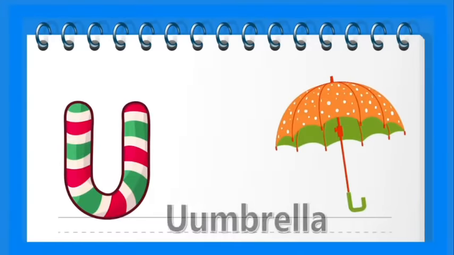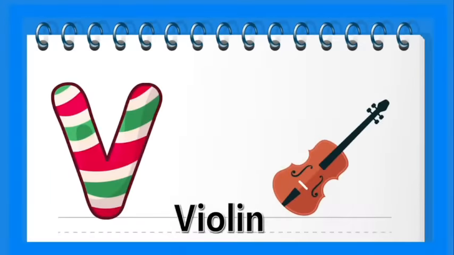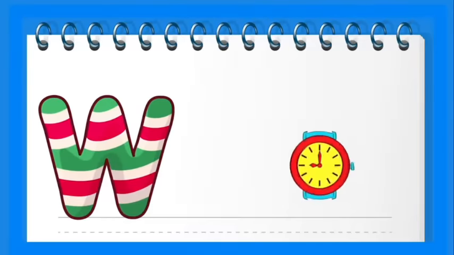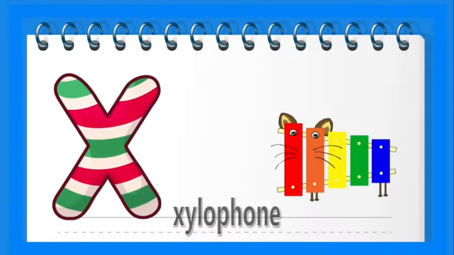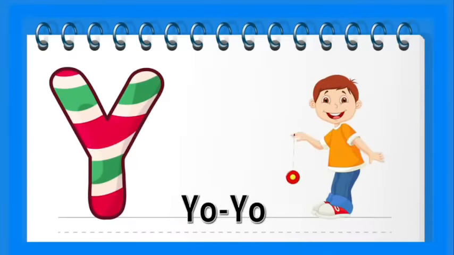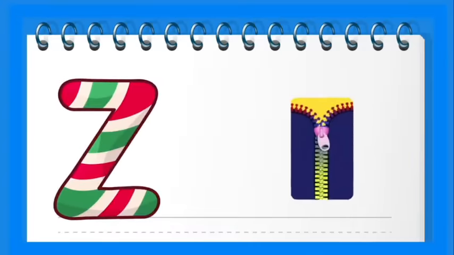U for umbrella. V for violin. W for what? X for xylophone. Y for yo-yo. Z for zipper.